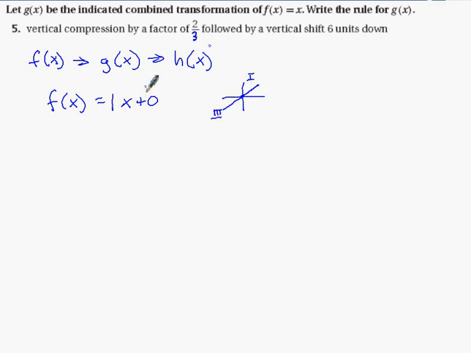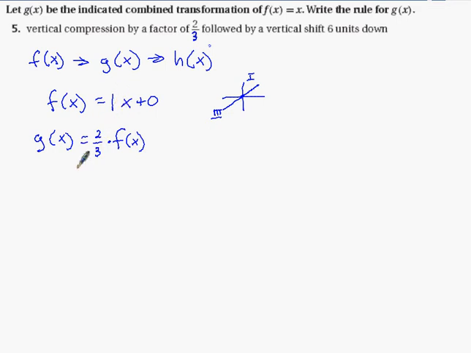Okay? Alright, so the first thing we're going to do is they want us to do a vertical compression by a factor of 2/3. Alright, so our new function, g of x, is simply taking the old function, f of x, and we've got a compression by a factor of 2/3, so we multiply the whole function by 2/3. Alright? Now, what is our function? Well, our function is just x.